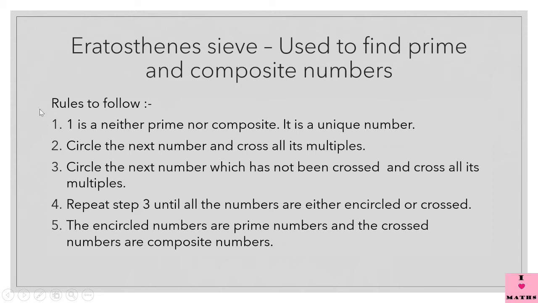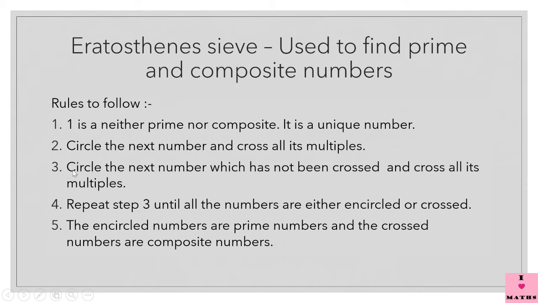So there were some rules which were to be followed. The first one said, 1 is neither prime nor composite. It is a unique number. And I have already told you 1 is a unique number because 1 has only one factor. Okay. Now, step 2 is we have to circle the next number and cross all its multiples. So after 1, the next number is 2. We will have to circle 2 and cross all the multiples of 2.